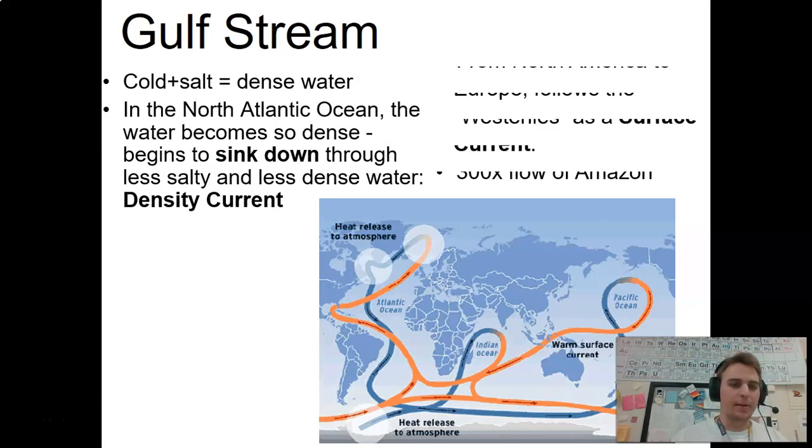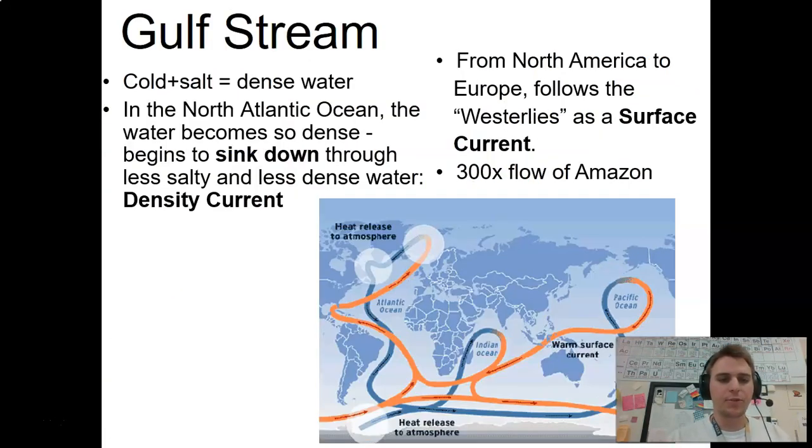So the Gulf Stream, this is cold and salty. Okay, it's very dense water. In the North Atlantic Ocean, the water becomes so dense that it begins to sink down through the less salty and less dense water. This causes a density current. So from North America to Europe, it follows the westerlies as a surface current.